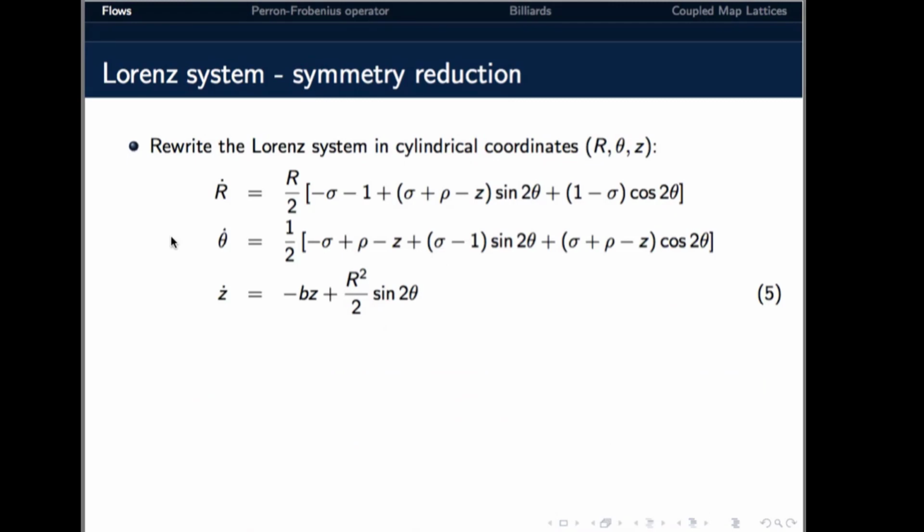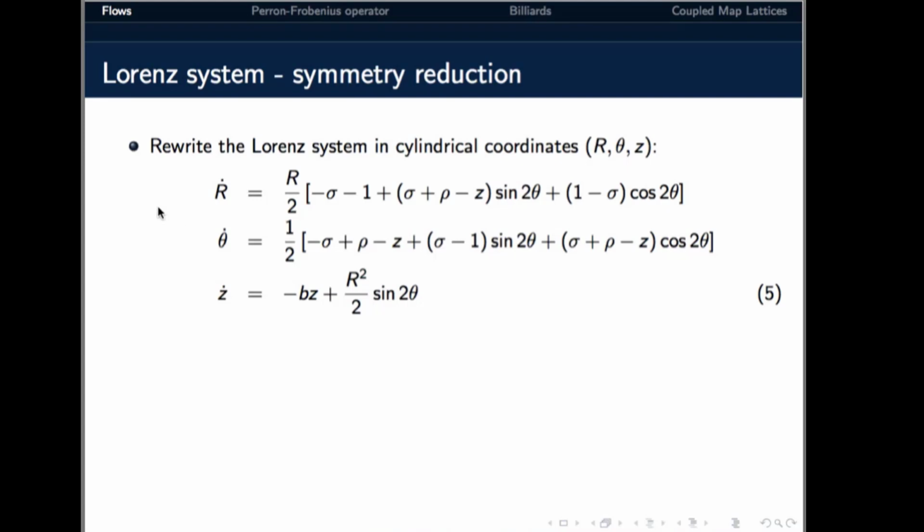If you write the Lorenz system in cylindrical coordinates, r, theta, and z, the coordinates on the xy plane would be polar coordinates. So x would be r cosine theta, and y would be r sine theta. And z is still z, because it's cylindrical coordinates.